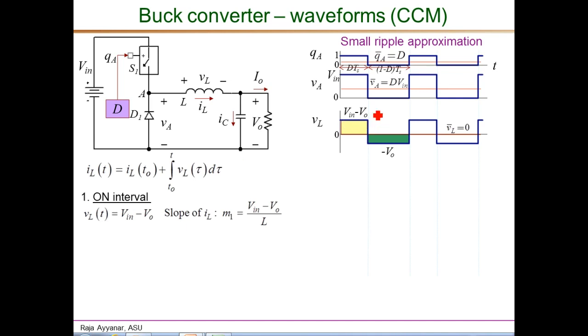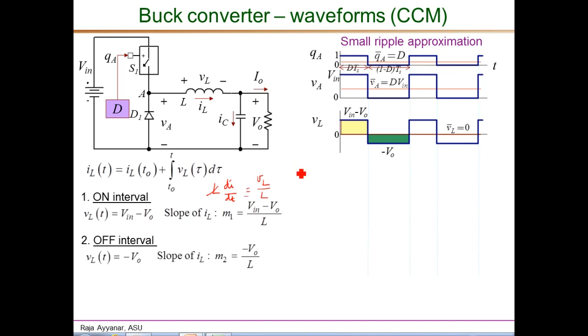So for example, during the on interval, the voltage is a constant Vin minus VO. Therefore, the inductor current would be linearly rising with a slope given by this expression. So essentially L di over dt equals the inductor voltage VL, or if you want the slope, the di over dt, then take the L here, so it's VL over L. So inductor voltage divided by the inductance is the slope of the waveform, and during the on interval, M1 is the slope, so that is the inductor voltage, which is Vin minus VO divided by L.